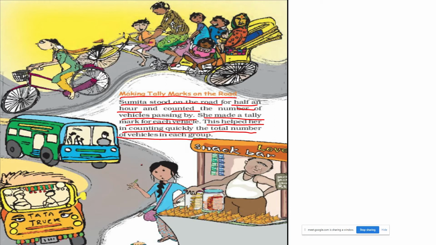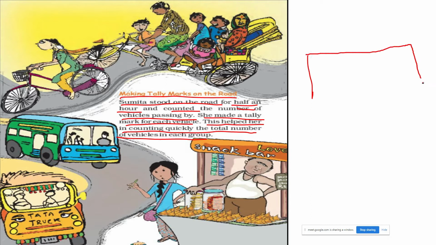Where she was standing in the traffic signal. She started counting how many buses are crossing on the road, how many trucks are crossing, how many two-wheelers are there, how many auto rickshaws are there. She made a tabular column like this.